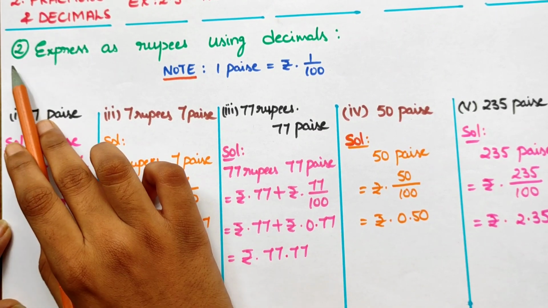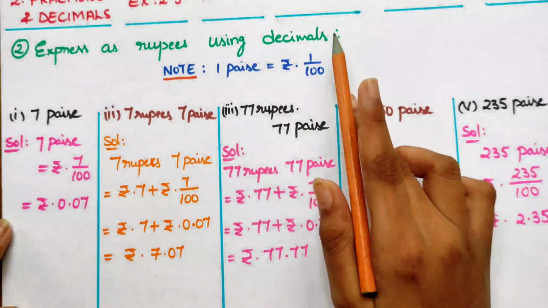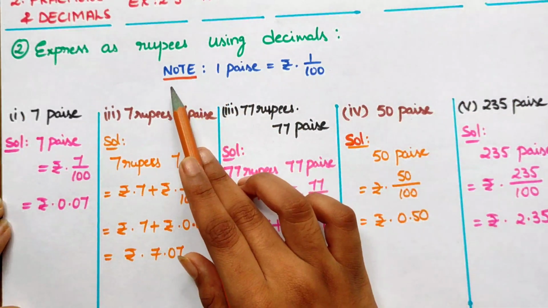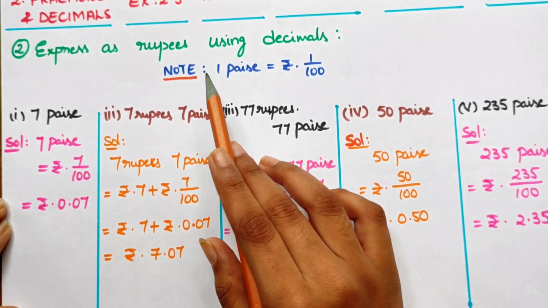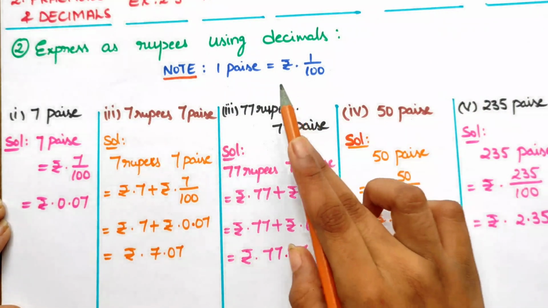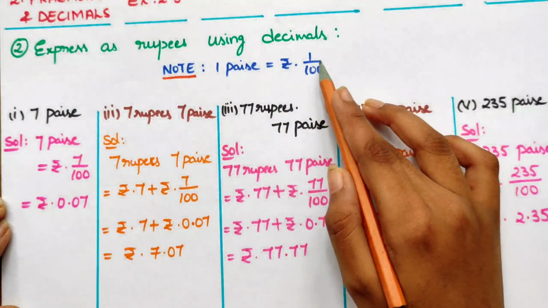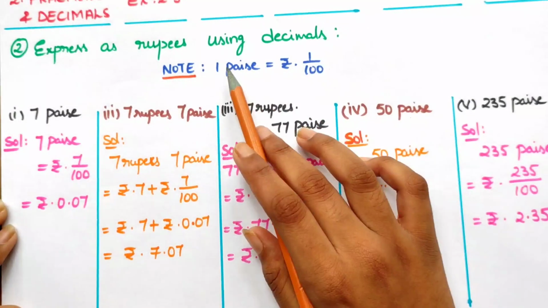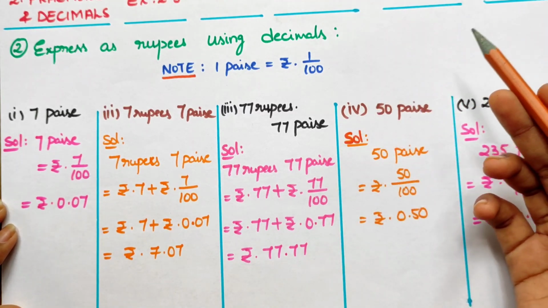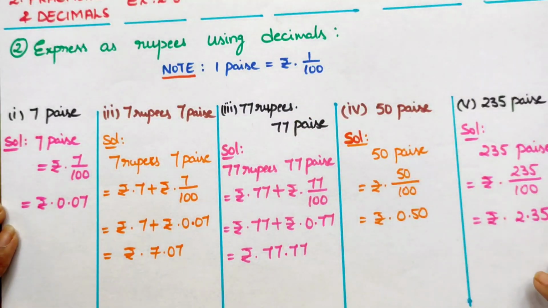Okay friends, now let's see second problem. Express as rupees using decimals. Note, here is a note, that is 1 rupee means 100 paise. Then 1 paisa is equal to 1 by 100 rupee. Here 1 by 100, 100 means 100 paise. So 1 paisa out of 100 paise. So 1 rupee is equal to 100 paise. So 1 paisa is equal to 1 paisa out of 100 paise. So it is rupees 1 by 100.